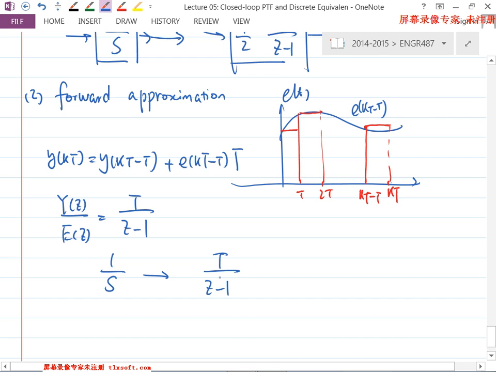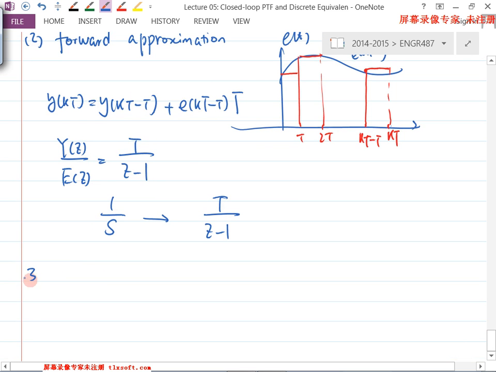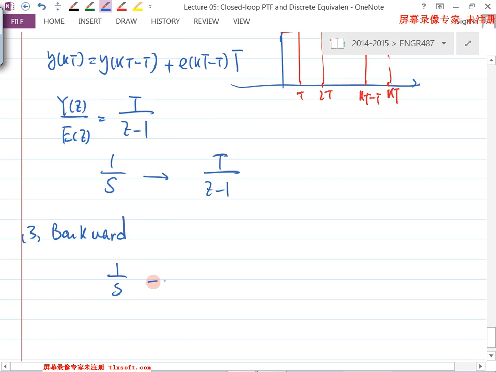Is that okay? Yeah. So now backward, last one, backward. Okay. If you do that, you'll get, okay, you get this. So that's backward. So those are basically the three different mapping or approximation approaches for emulation. Okay. So this is approximating the integrals, right?